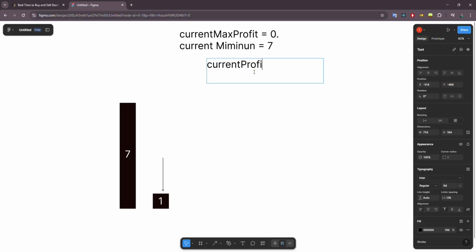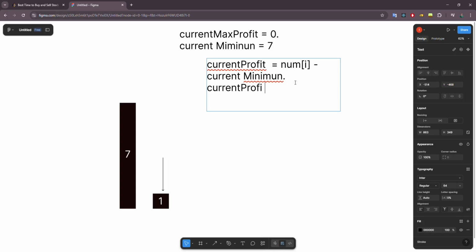Current profit equals your nums at position E, so these numbers, minus current minimum, and this is going to give you current profit equals 1 minus 7, that equals minus 6.